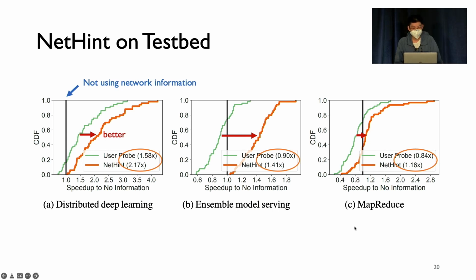The result shows that NetHint can outperform no information by 54%, 30%, and 14% in completion time on these workloads. This is because applications using NetHint can schedule with both bandwidth and topology information to avoid congested links. NetHint also outperforms user probing. This is because collecting hints is more lightweight than each application individually doing probing. We have also done simulations on a large scale, and we have observed similar results. For more results, please check our paper.